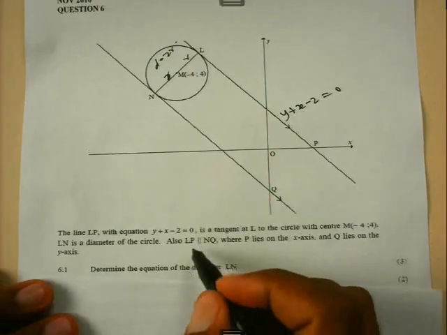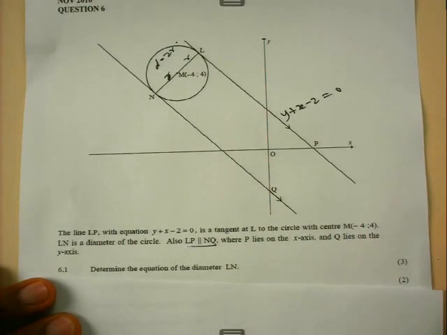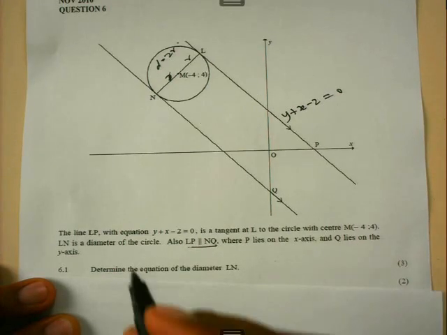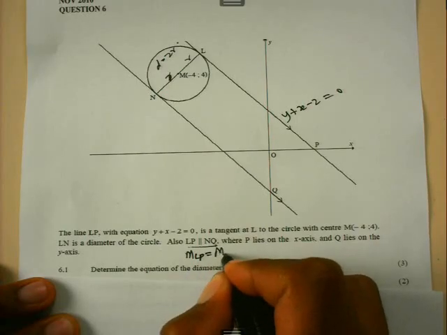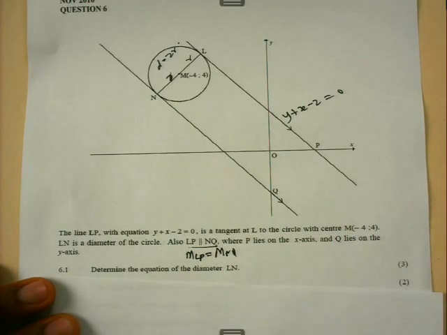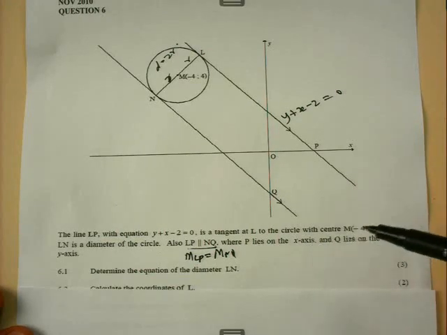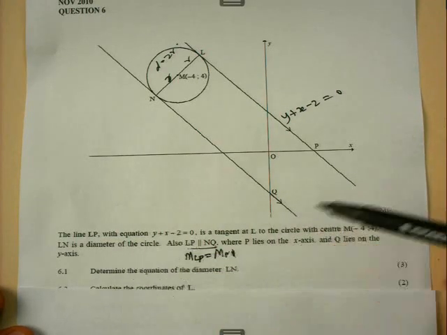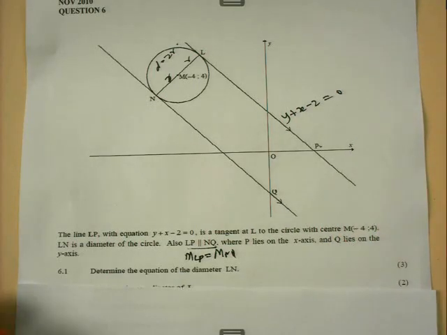Now, if they say LP is parallel to NQ, what do you know about parallel lines? Of course, I know that if lines are parallel, they have the same gradient. Will you agree with me that the gradient of LP is equal to the gradient of NQ, right? Now they also said P lies on the x-axis and Q lies on the y-axis. This is our x-axis there, and this one is on the y-axis.